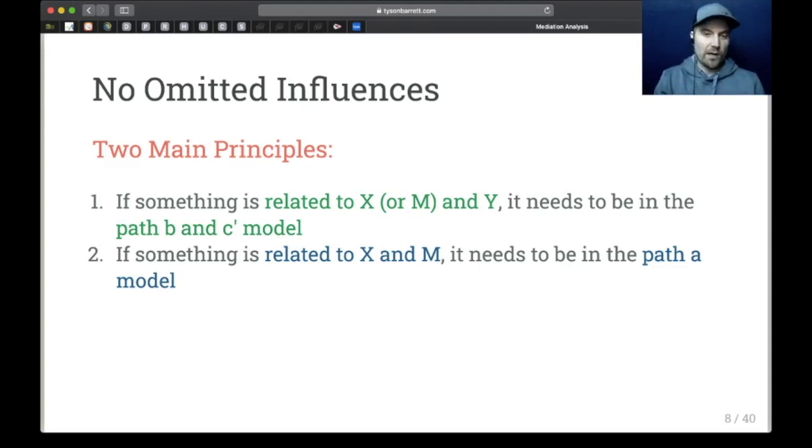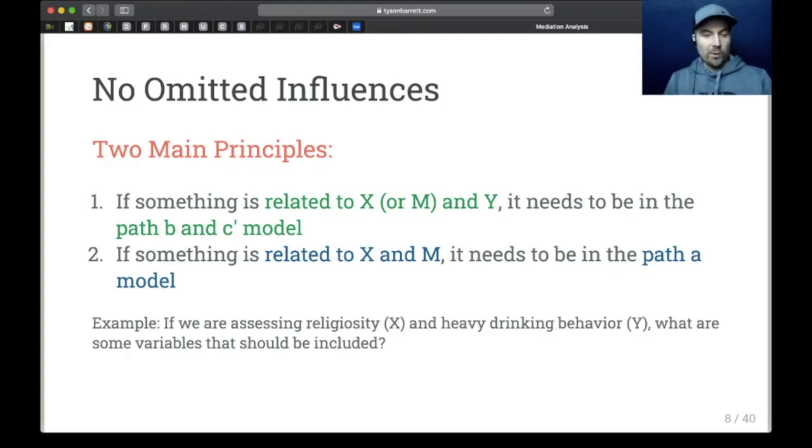This goes back to our elemental confounds idea, where you have the fork and the pipe. So we need to think about all those in relation to this. So if it is a collider, it's related to X or M and Y in a collider sense, and we do not include it in the model, but all the other ones we would.